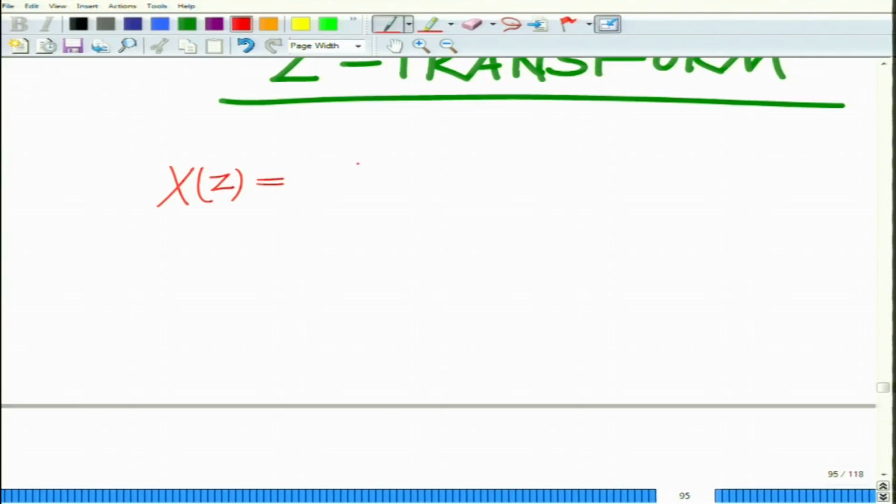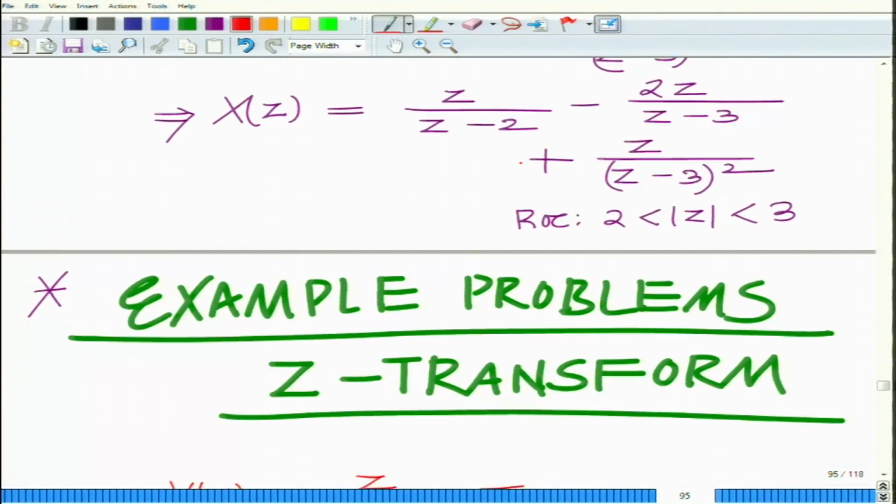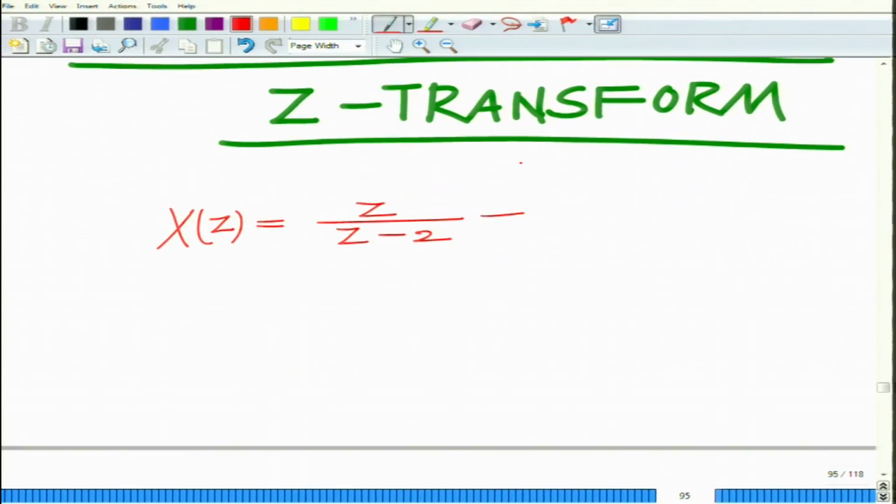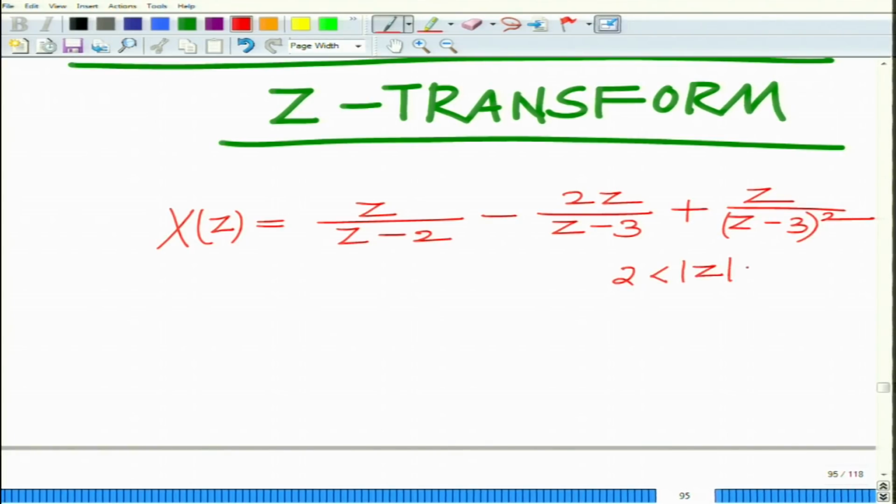So, X(z) in the problem that we have done so far is z over z minus 2, minus twice z over z minus 3, plus z over (z minus 3) squared. So, we have 2 less than magnitude of z less than 3.